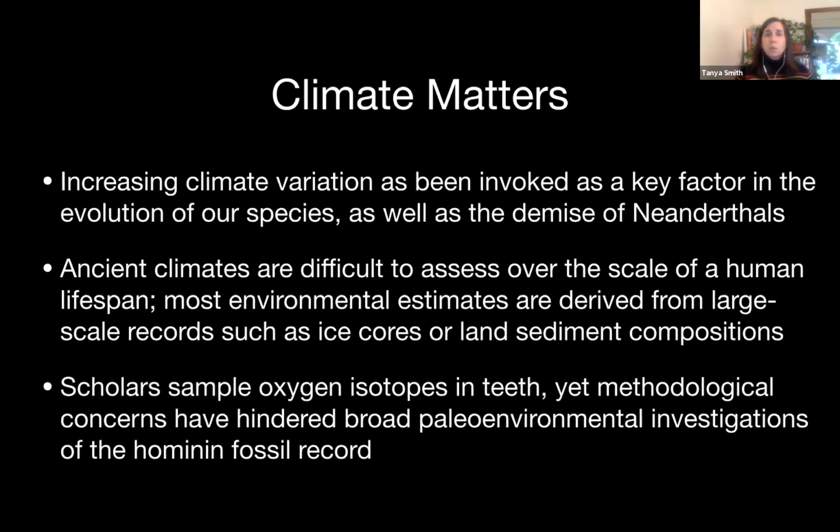One of the more promising ways of getting at this has been using the fossils themselves to recover oxygen isotopes. And people have spent the last few decades working on teeth as well as bone because of the potential for oxygen isotopes to give us more specific information about what the environment was like when that individual was living. However, there've been some problems with some of these approaches. Often in the past, people have just drilled a tooth and taken a single sample. You get a single value, but that doesn't really tell you what was going on throughout that individual's history.